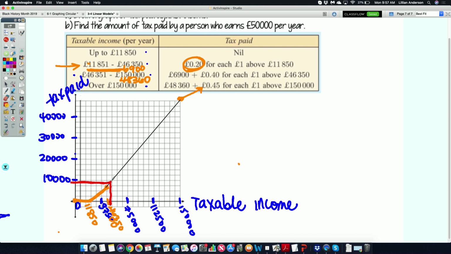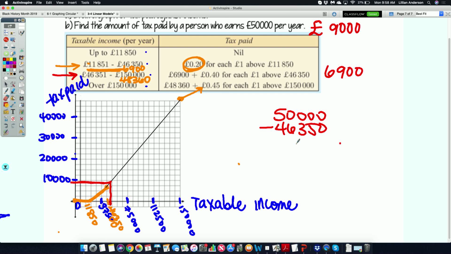What did you guys get? About 8,000? Less than 10,000, yes? Yes. Okay. Same with mine. Mine was going to probably be somewhere around 9,000 pounds. Okay? We do know that this falls in the third tax bracket. So we know we're paying 6,900, and then 40 cents for each one that's above. So if I'm making 50,000 pounds, how much more is that?